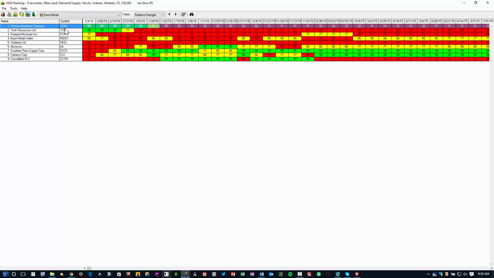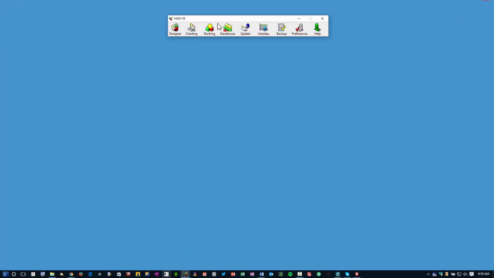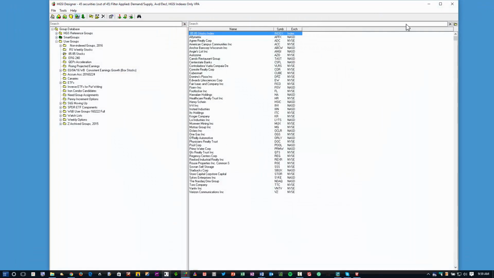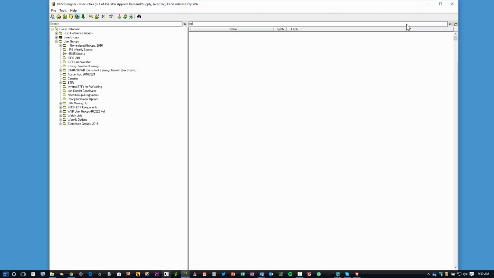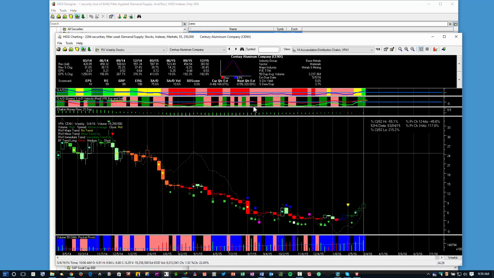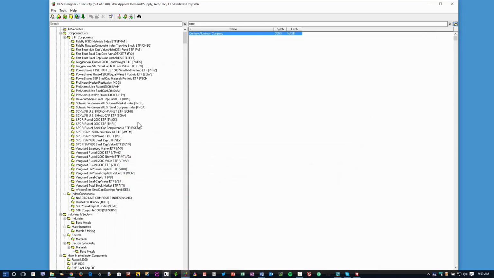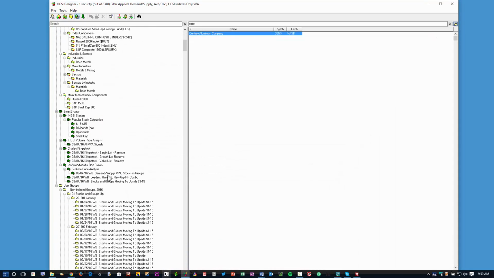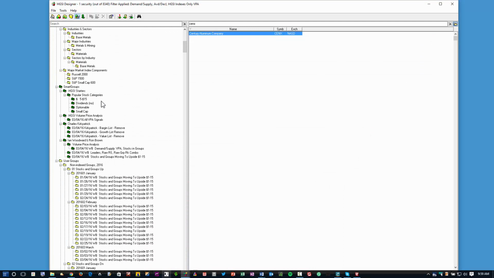This is CENX. We're going to go to a new feature. In here I'm going to type in CENX, and I'll just go to all securities, and I'll click over here to search the groups for a stock, CENX. And what it's doing is going into the database, and it's looking for instances of where CENX appeared. Now I'm mostly interested in going down here to my user groups.